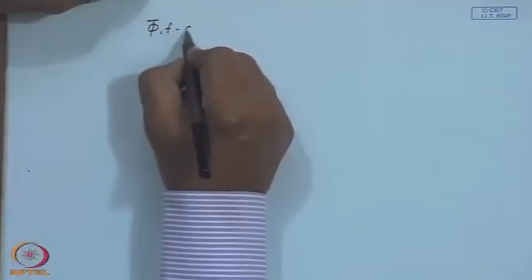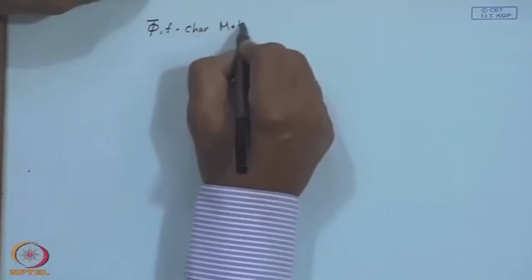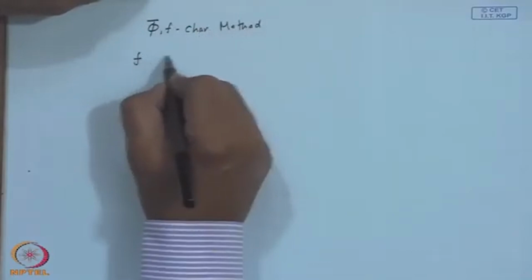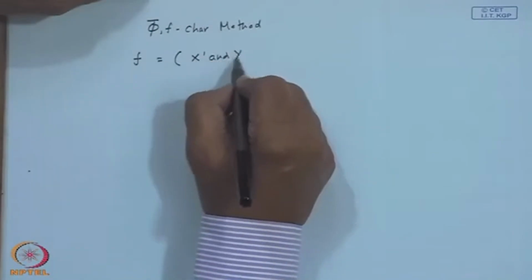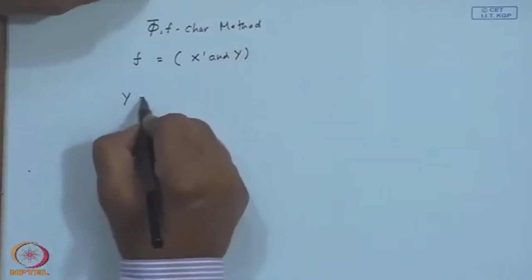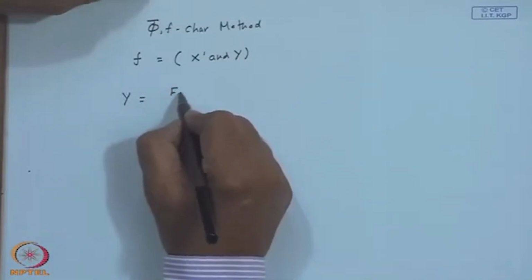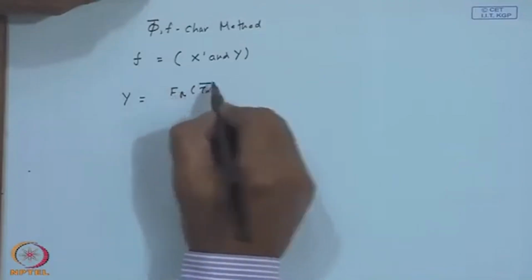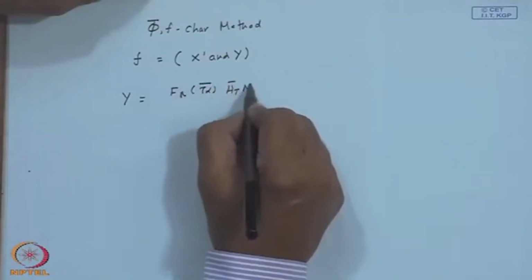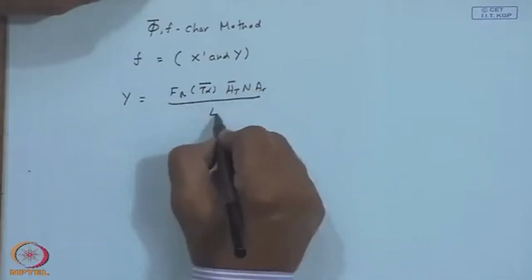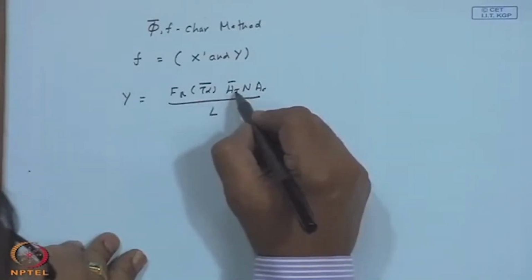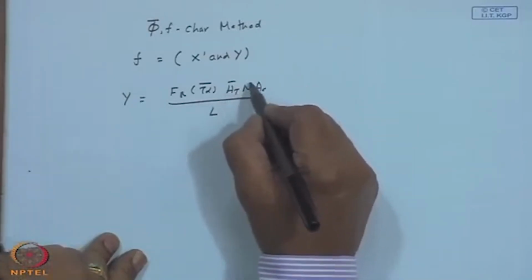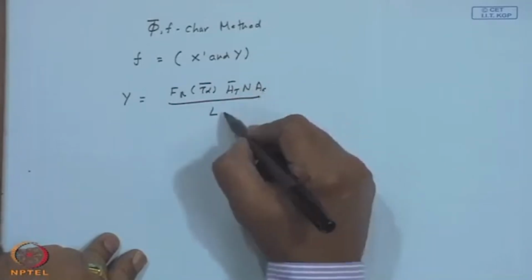Again, the phi bar F chart method relates the solar load fraction to two variables x dashed and y. Y is exactly the same as the one that we have written for the F chart method, where FR is your collector heat removal factor, tau alpha is the transmittance absorptance product, solar radiation monthly average daily multiplied by the number of days in the month, and the area of the collector upon the load.